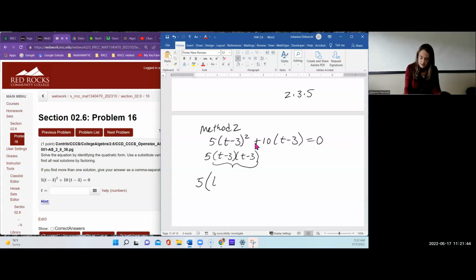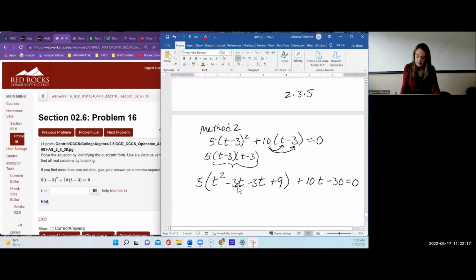T times t gives me t squared. On the outside, t times -3 gives me a -3t, and I get the same on the inside. This is just the distributive property. -3 times -3 gives me +9. On the second term, 10 times t minus 3, I do distribute the 10 over both because I only have two factors, 10 and the binomial t minus 3. That gives me 10t minus 30 equal to 0.